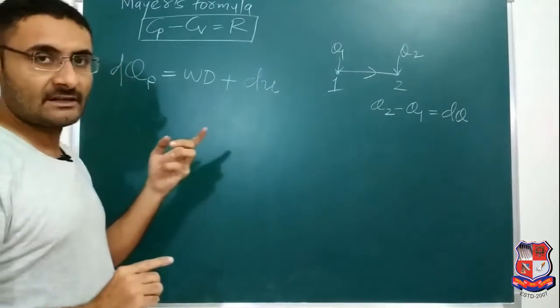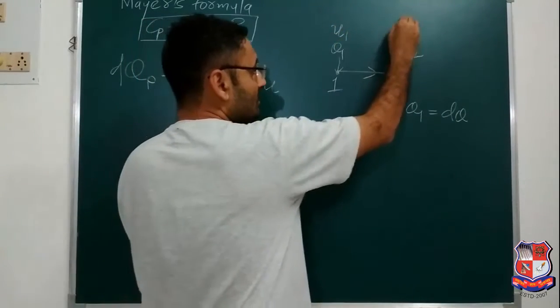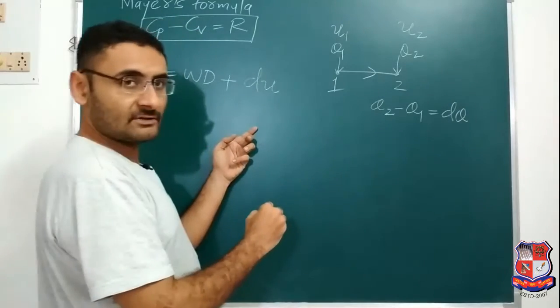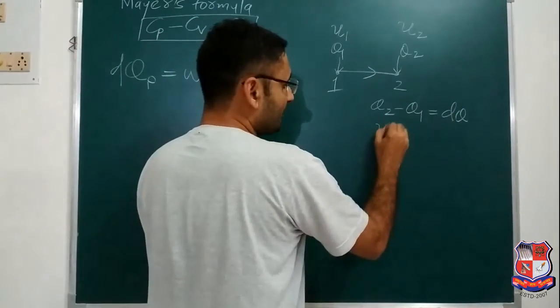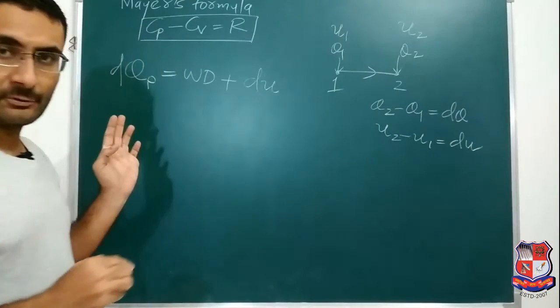Change in internal energy means dU. That means at point number 1, some internal energy is there, which is U1. At point number 2, some internal energy is there, which is U2. Change in internal energy will be what? U2 minus U1, which is dU. So, clear up to that?